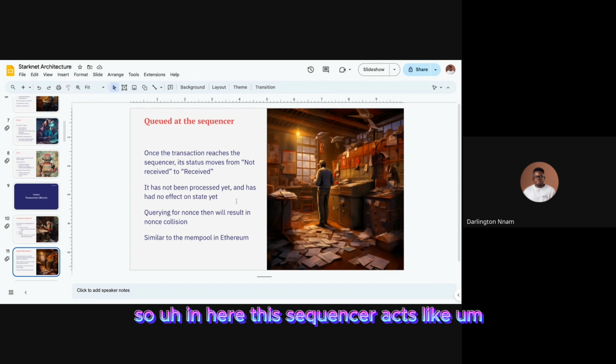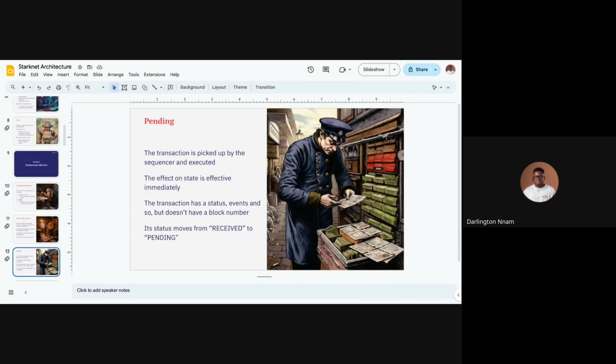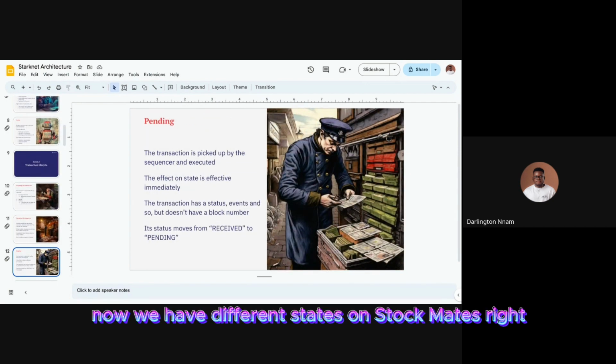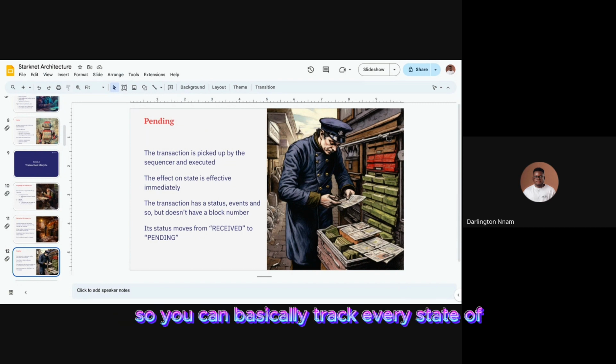So as I was saying, in here the sequencer acts like the mempool on Ethereum. Transactions are passed on to the sequencer, they get queued and they are processed in a first in, first out manner. Now we have different states on Starknet, which you can probably track from block explorers like Starkscan and Voyager. I particularly like how Starkscan does it. So you can basically track every state of your transaction.